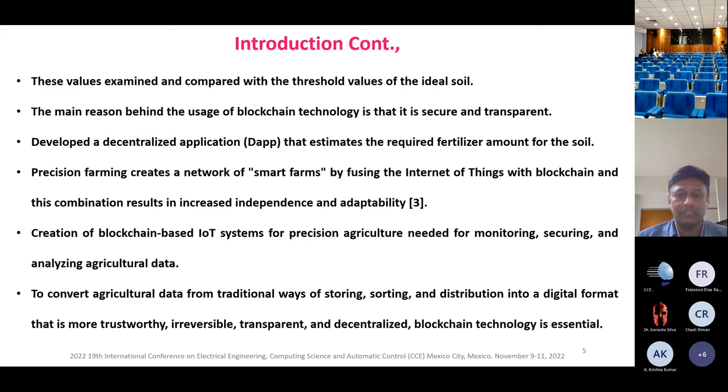The DApp is developed, and it estimates the required fertilizer amount for the soil at the point of sale, so that when these NPK levels are very low, at that point of time only they can buy these fertilizers. This is combined with IoT technology for precision agriculture, which is generally needed for monitoring, securing, and analyzing agriculture data to improve productivity. That is the main motto of this work.